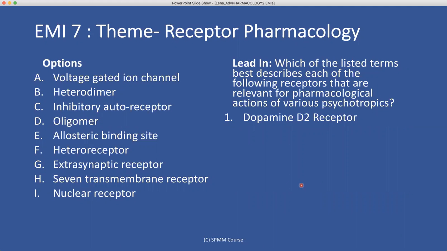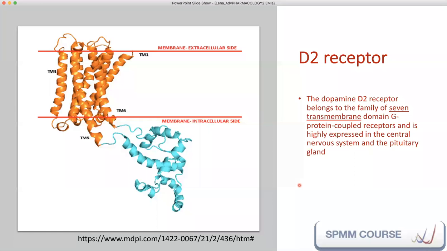EMI 7, receptor pharmacology. Which of the listed terms best describe the receptors relevant for pharmacological action? D2 receptor. What kind of receptor is D2? The dopamine D2 receptor belongs to the family of 7 transmembrane domain G protein coupled receptors. It's highly expressed in CNS and the pituitary gland as well.